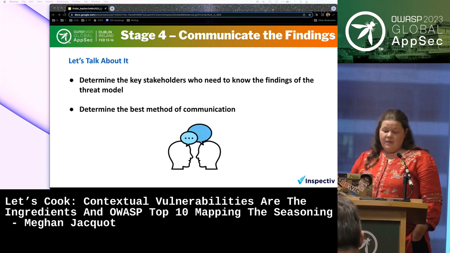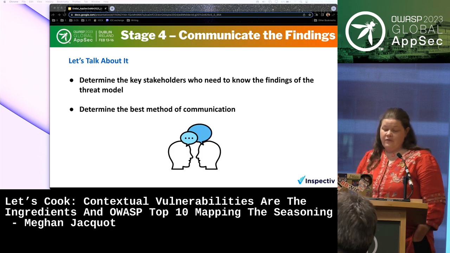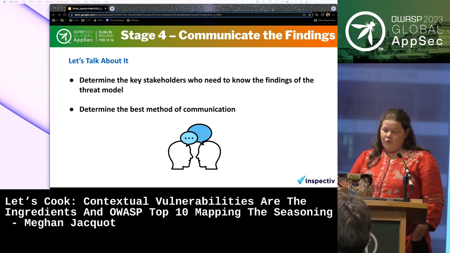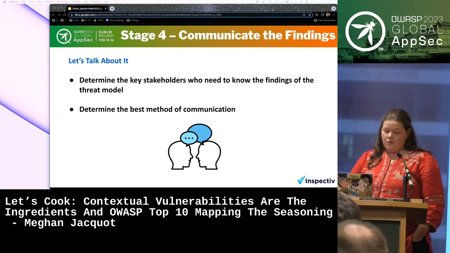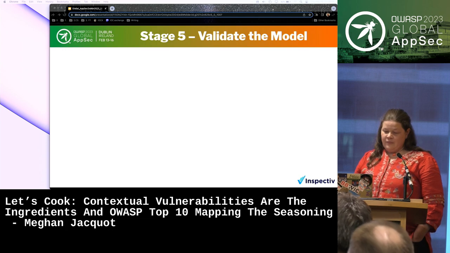And so figuring out your best methods for communication. Is it something that you have a messaging channel for? Is it something you're sharing out a report for? Are you having like an all-hands meeting, et cetera? So as an organization, you have to figure out both what is our communication going to be like? Who are we communicating with? What was that methodology that we're using?